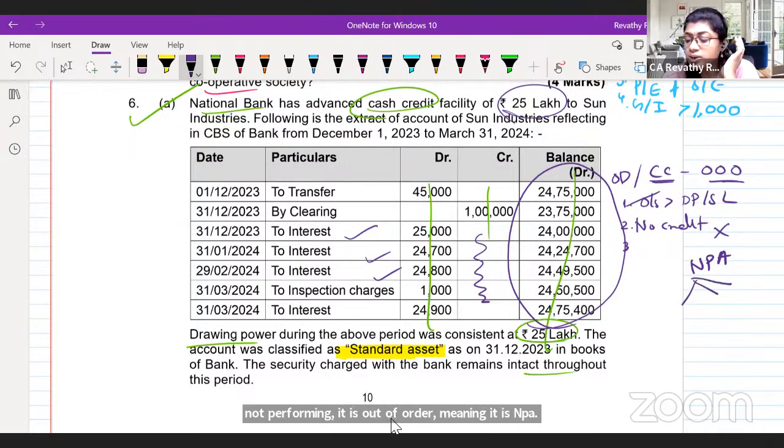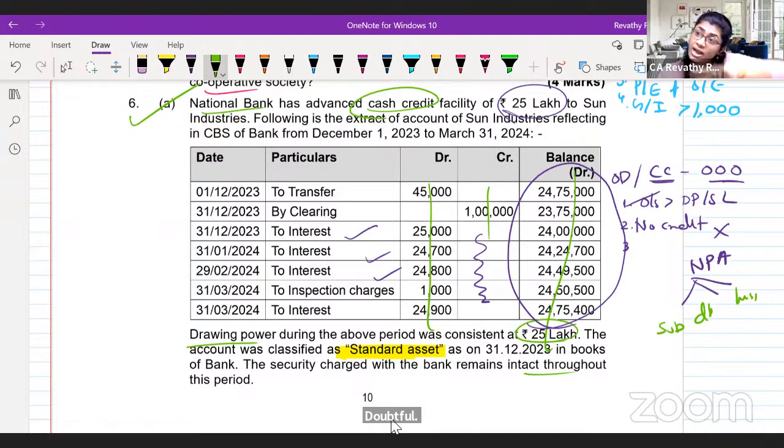NPA is subdivided into how many category? NPA is subdivided into substandard, doubtful, loss. Where in NPA it will be? Is it substandard, doubtful, or loss? It has just become NPA. So it will be under substandard.